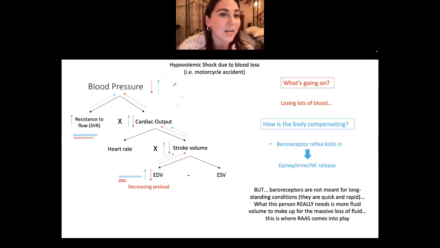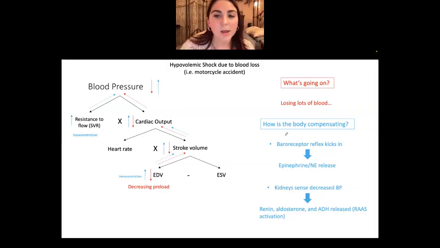So baroreceptors initially are going to be really helpful, but they're like, okay, that's all I can do. You need more fluid. That's where RAAS kicks in. The baroreceptors do kick in all the time with shock. You'll see it too with heart failure, the baroreceptors kick in. But RAAS ultimately needs to come into play to basically save this person.